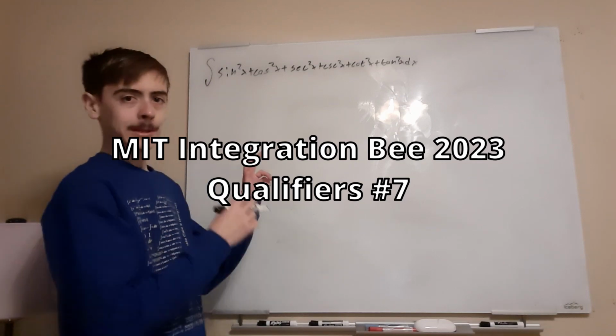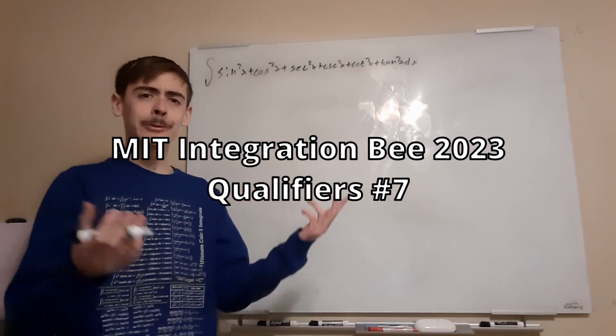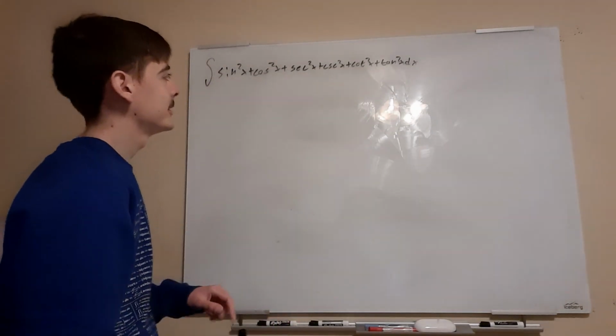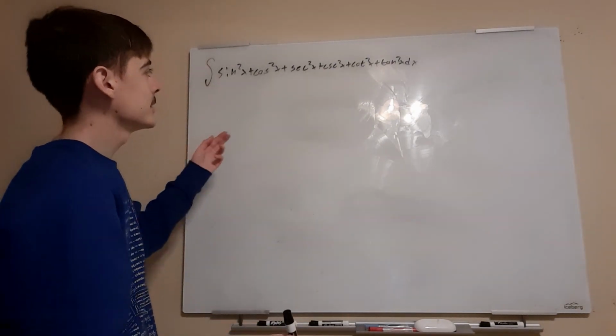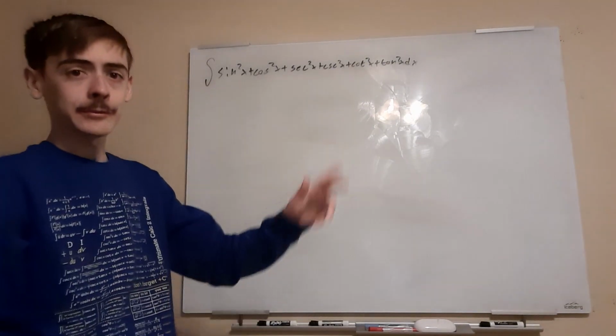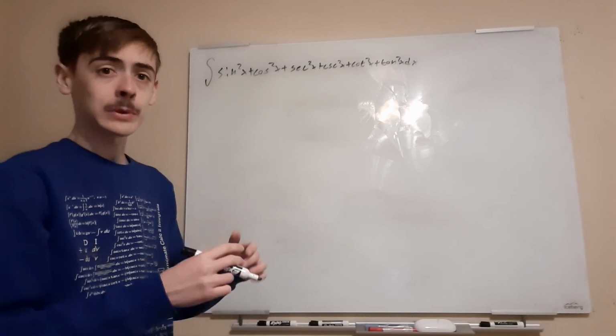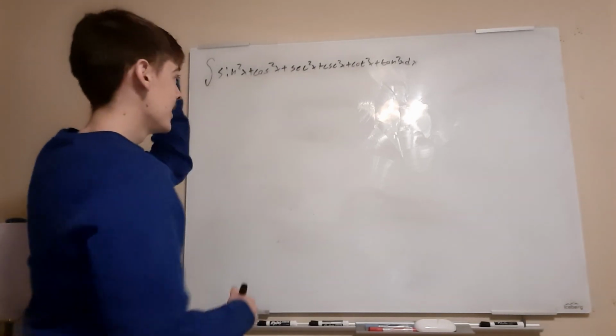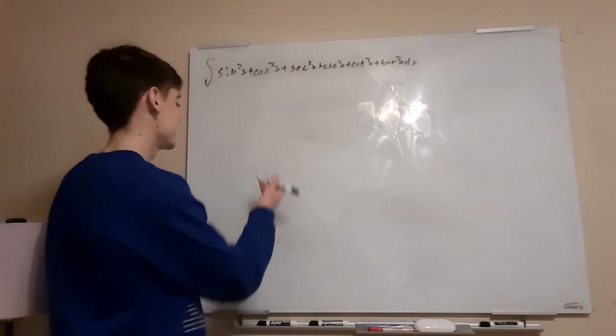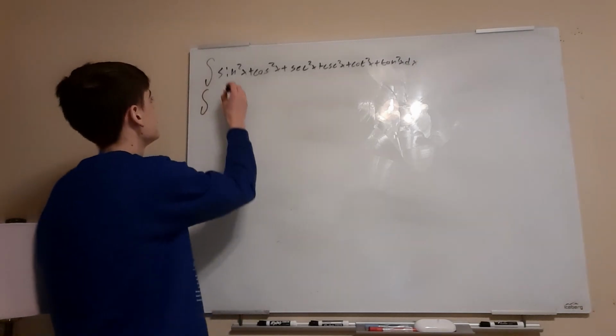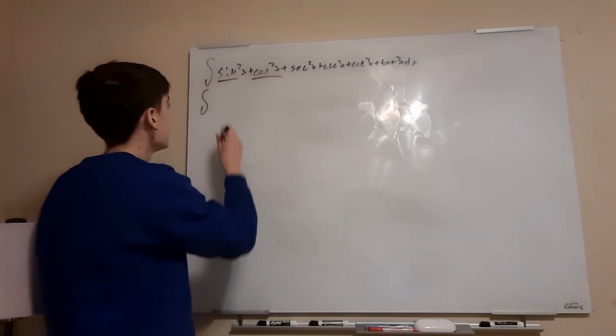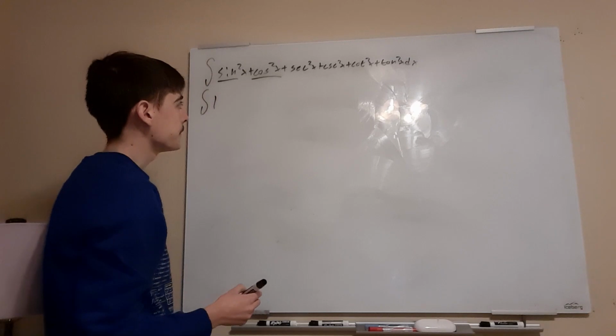Alright, we got a really long, scary, interesting, really weird integral here today. We have the integral of basically every single one of the trig functions, they're squared, and then we're just adding them all together. So, how do we want to tackle this? The first thing we want to notice is we have a sine squared plus cosine squared here. That's simple, that's just equal to 1.